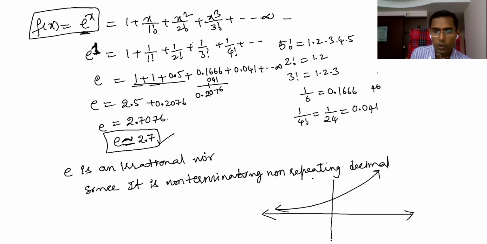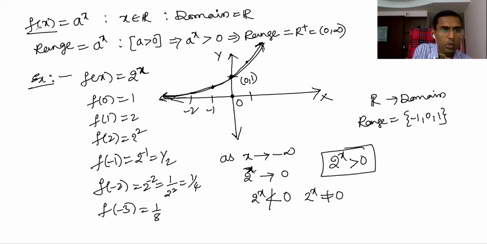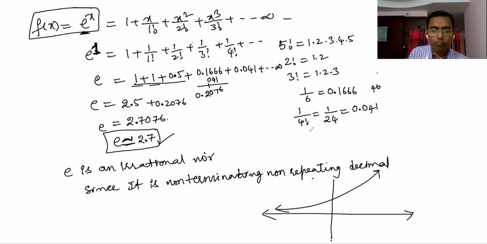Okay, this is about e power x. I think you understand this is an exponential function. The domain of the exponential function is all real numbers, and the range is positive, because you only get y values from 0 to infinity. The curve is above the x-axis, which means the y value is only positive. So you can say the exponential function is always positive.